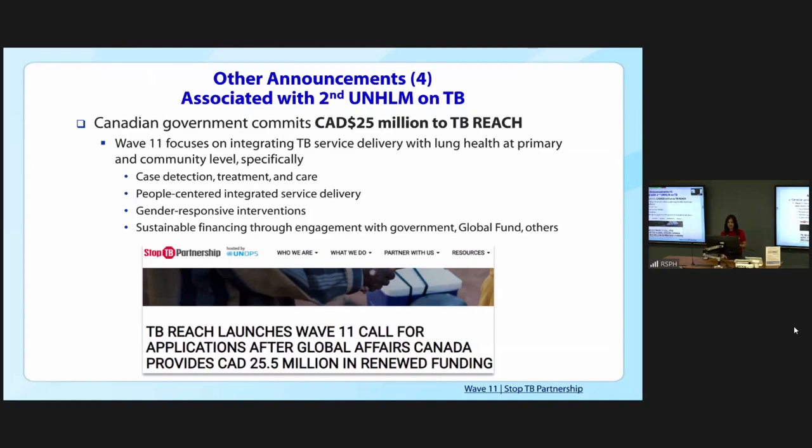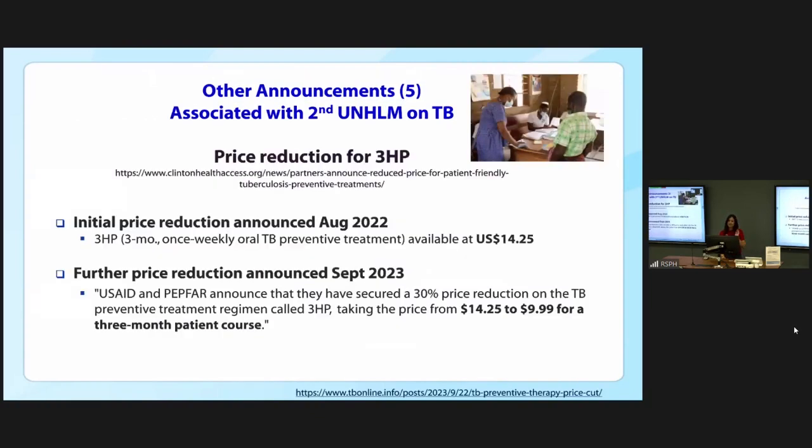And I won't go into some of those specifics there, but just to give you a flavor of how countries come to the table when there's a high-level meeting and really make these commitments to improving TB treatment, prevention, and care. So this is a price reduction I mentioned.